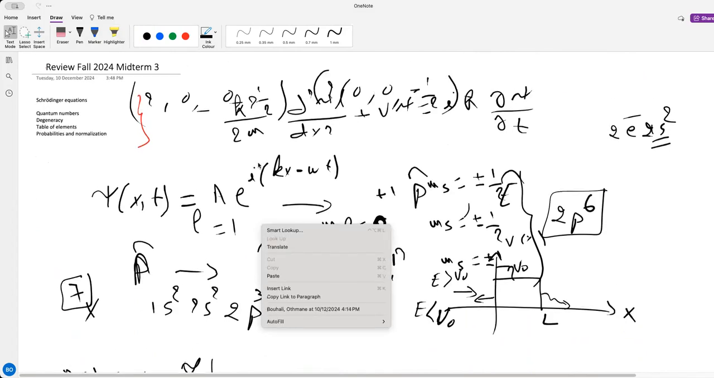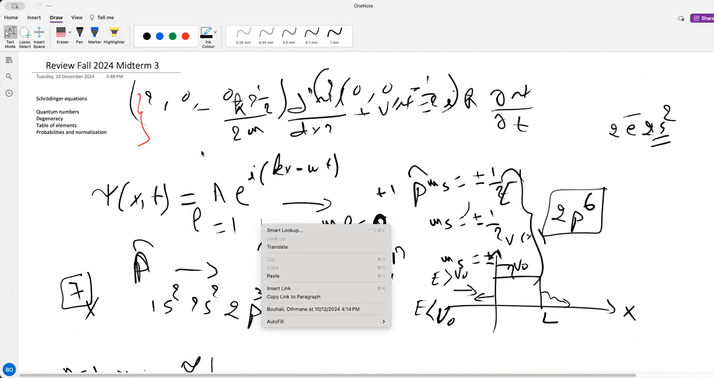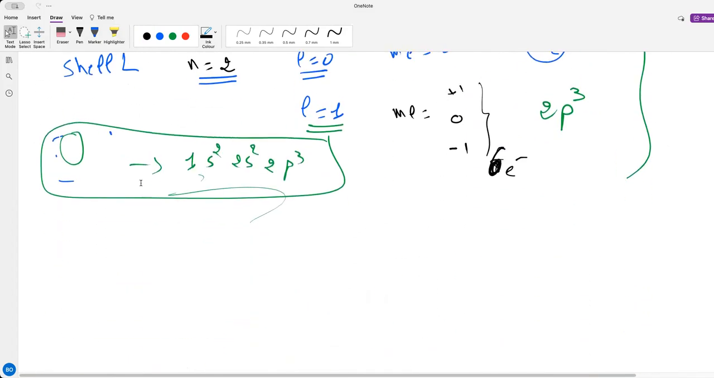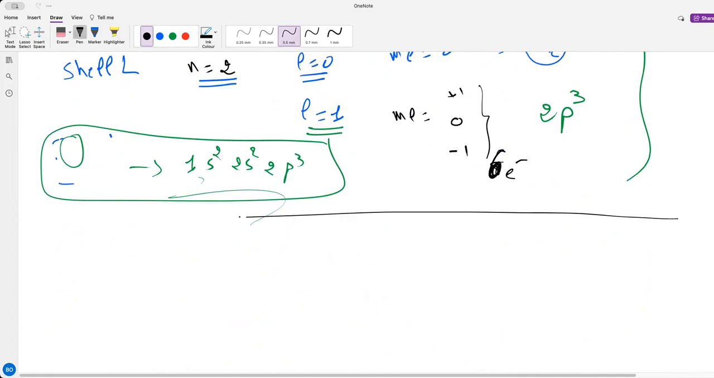So let's talk about the degeneracy again. What is the degeneracy? The degeneracy is the number of states or wave functions, or possibilities of the wave functions, that can change without changing the energy of the shell or the subshell.